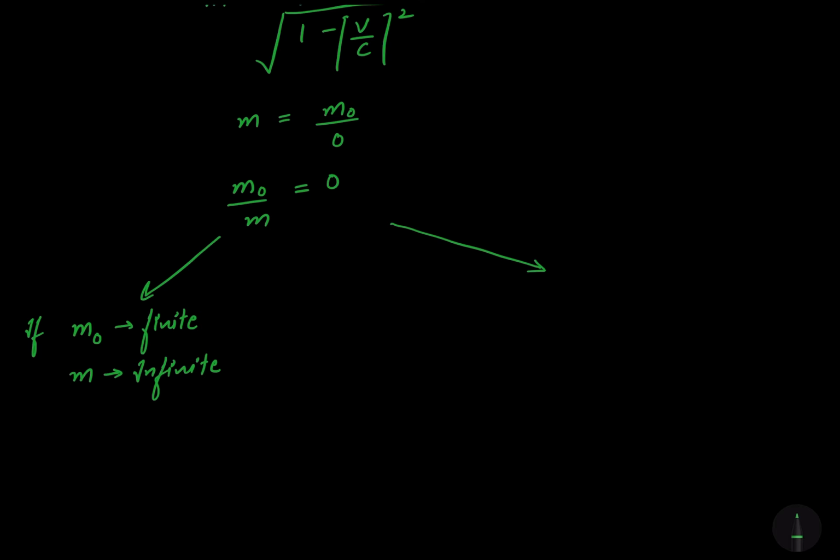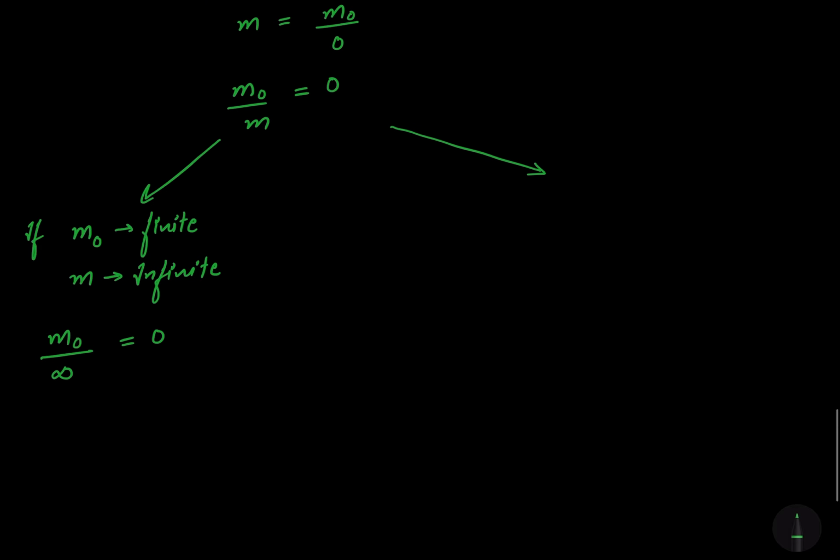Let me prove this thing. The mass of the particle m naught, which is finite, divided by infinity, you will get an answer of 0. Due to which what will happen?